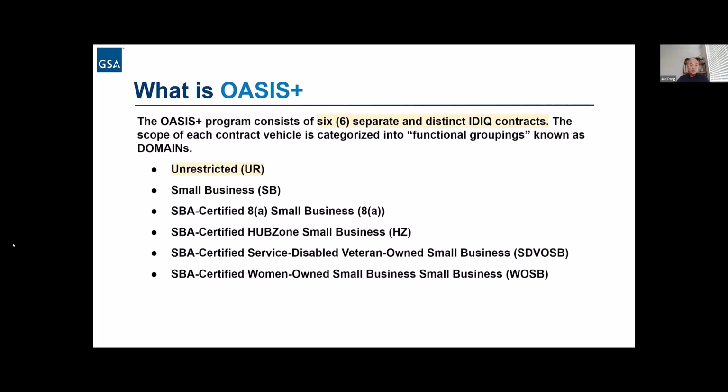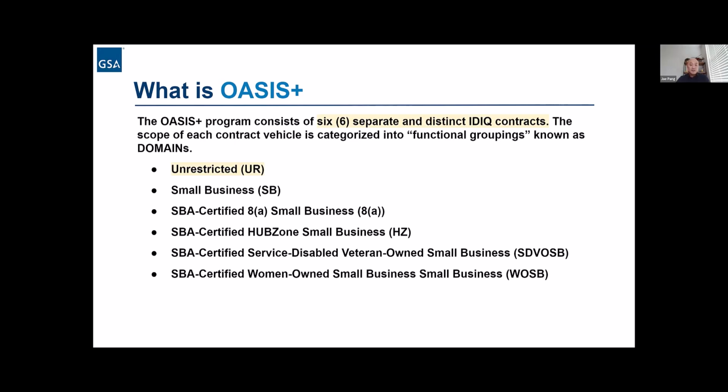And continuing on with what is OASIS. The contract program has 6 different IDIQ contracts. You can see the list of contracts on the slide. And it's not in any particular order or order of award.